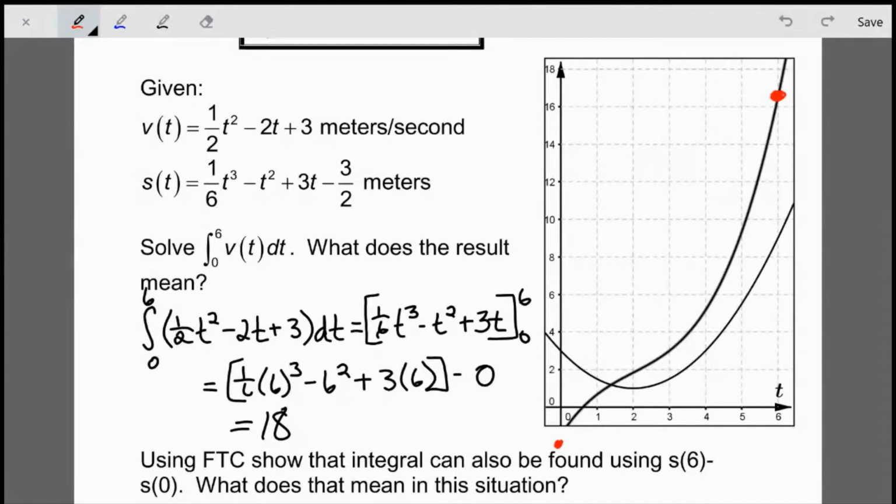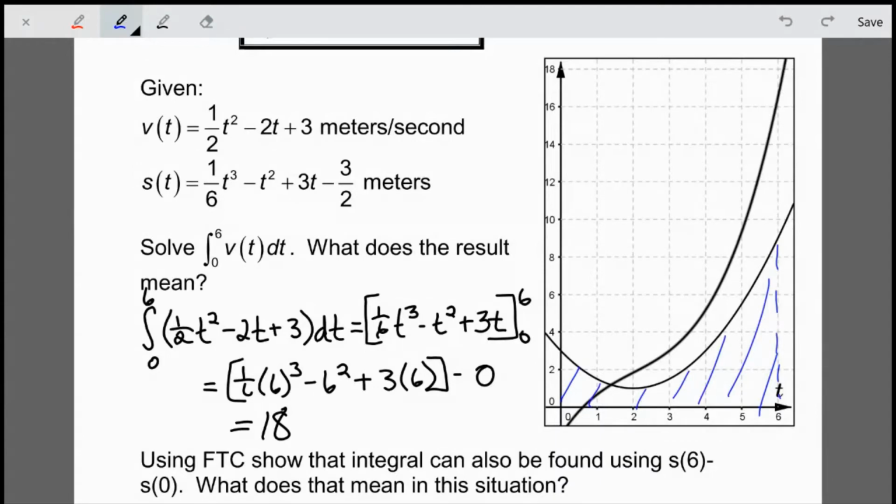And what we just found is the change in position over that time interval 0 to 6. So if I were to take the position at time 6, subtract away the position at time 0, I would get 18. The other way we could interpret that same thing is to look at this velocity graph and get the area underneath that velocity graph all the way up to 6. So if I were to get the area of this region, that blue shaded region there would represent the same thing that the integral found, which again is our change in position.